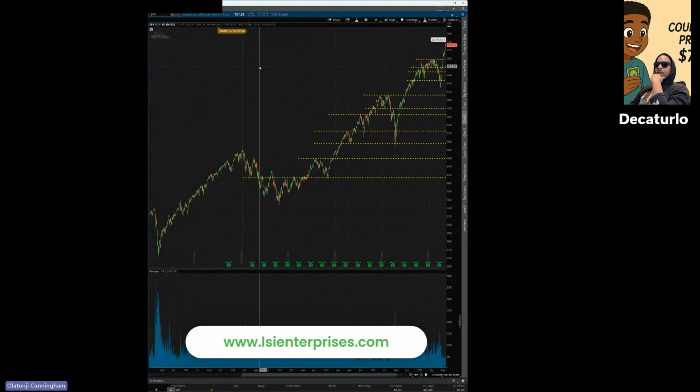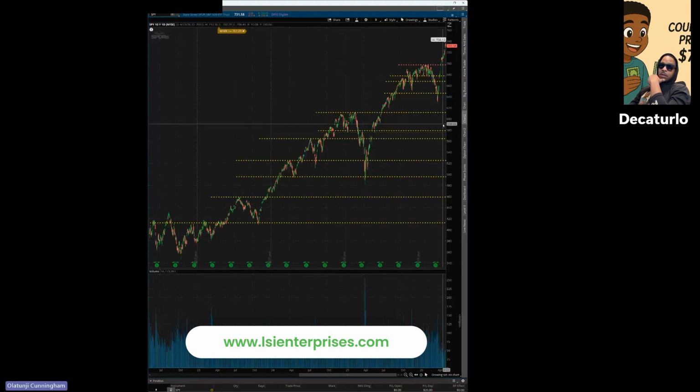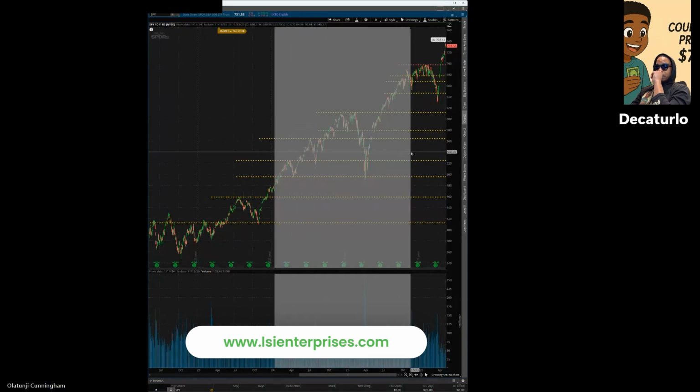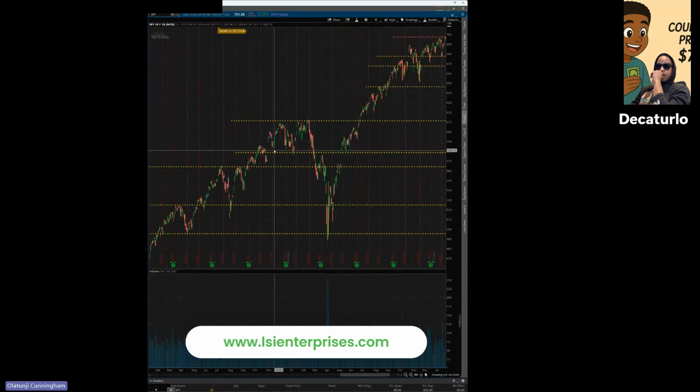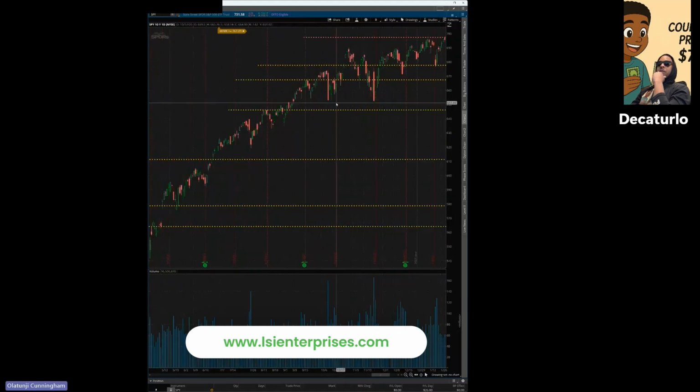Let's go to the daily. Boom. Look, a lot more going on, right? But if you notice, these are the levels where the market reacted to these price levels. These are your support and resistance areas. And if I zoom in even more, let's do this.